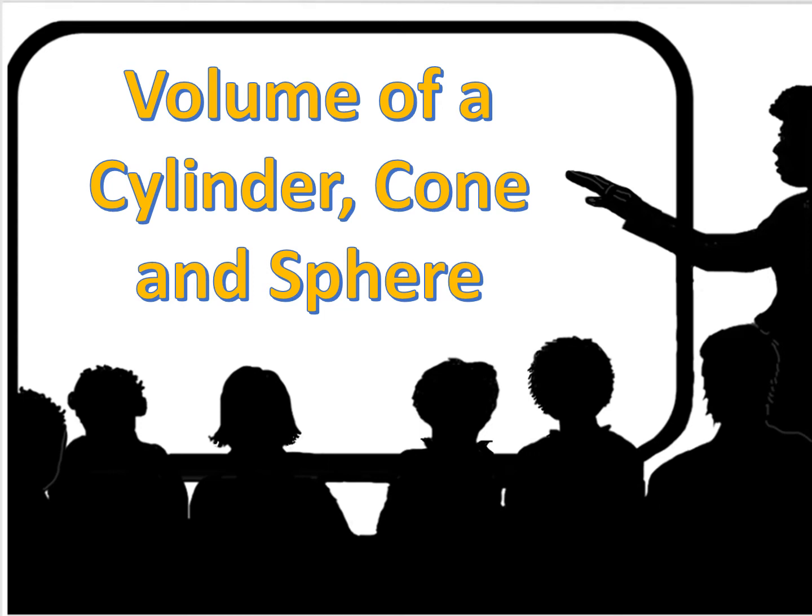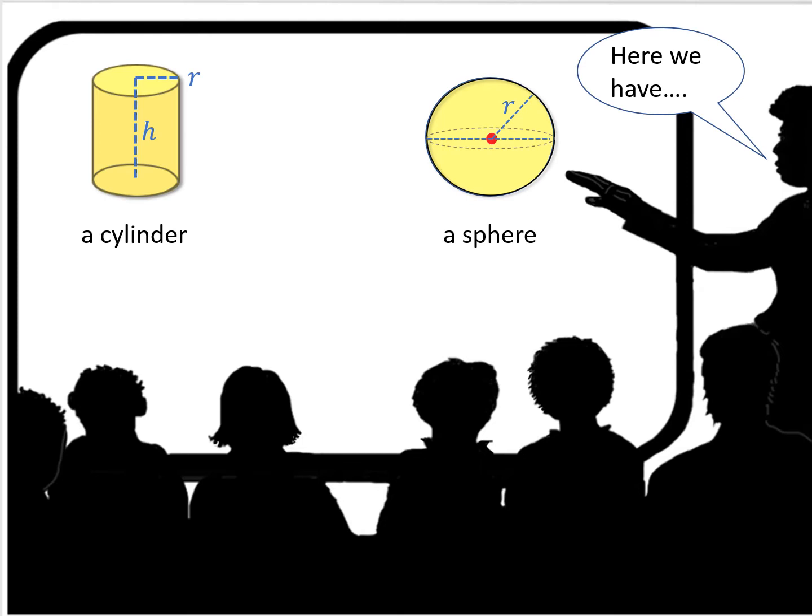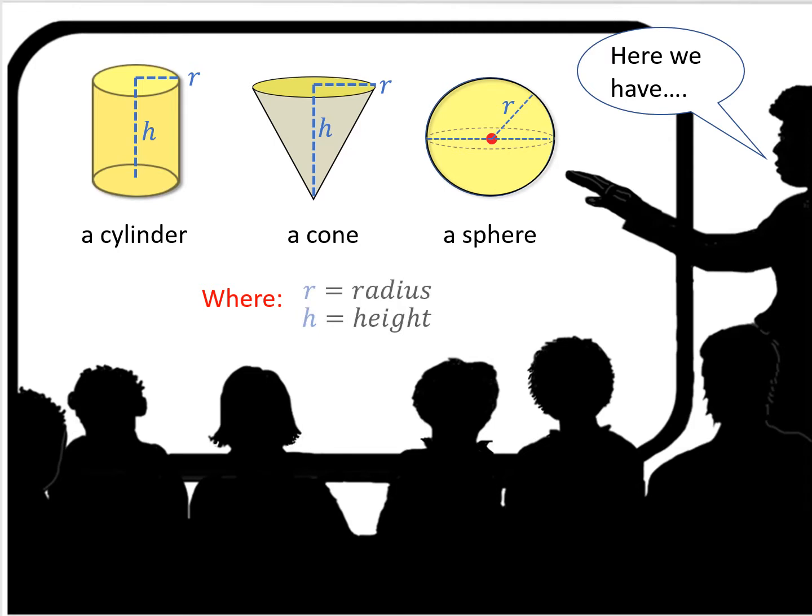The title of this video is Volume of a Cylinder, Cone, and Sphere. Here we have a cylinder and a sphere. And here is a cone. Where R is the radius and H is the height.